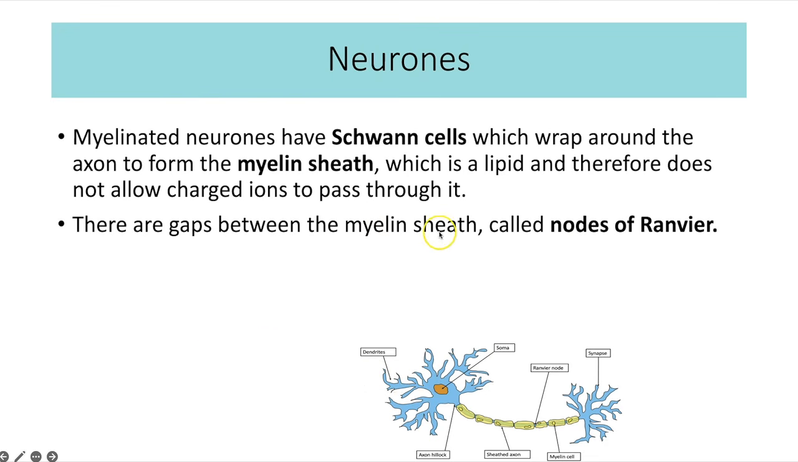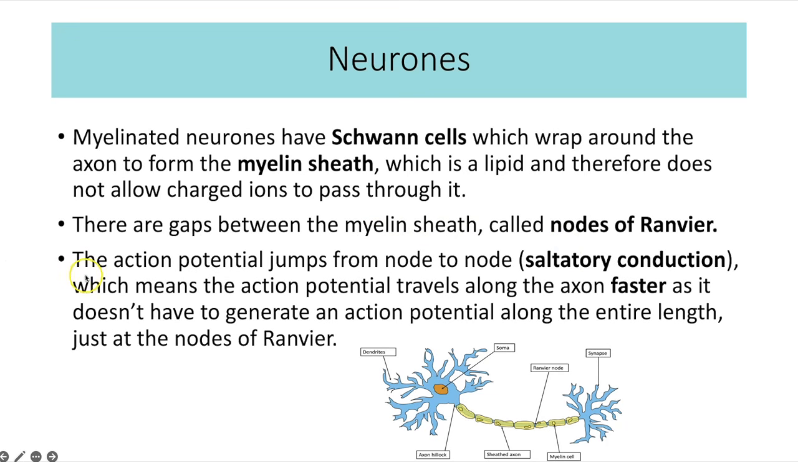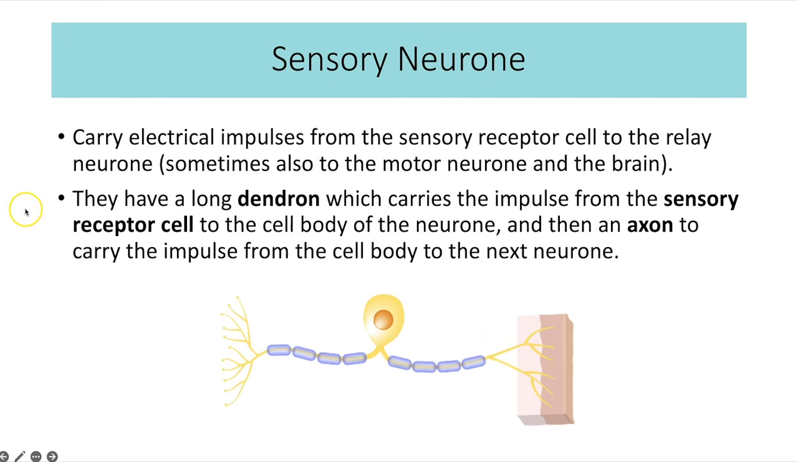So that's what we've got here, those gaps are called the nodes of Ranvier, and we get that action potential jumping from node to node, which is known as saltatory conduction, and that is what speeds up how quickly that impulse can travel. So if we have a look at a sensory neuron, these are the neurons responsible for carrying electrical impulses from the sensory receptor cell to the relay neuron, sometimes also to the motor neuron and the brain. They have a long dendron which carries the impulse from the sensory receptor to the cell body, which is what we can see here, and there is the cell body, and then an axon to carry the impulse from the cell body to the next neuron.